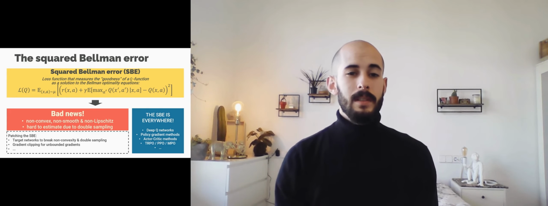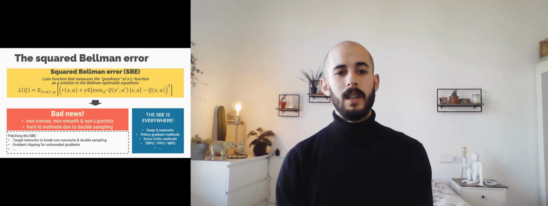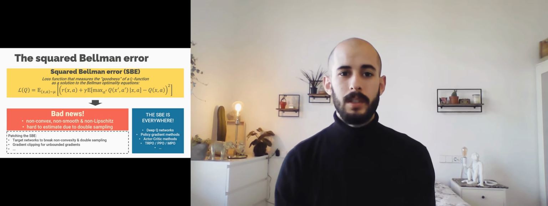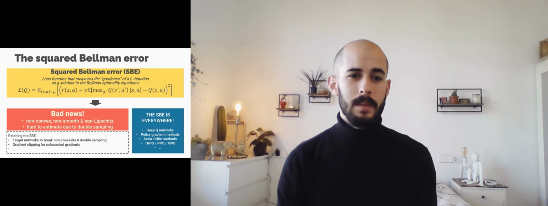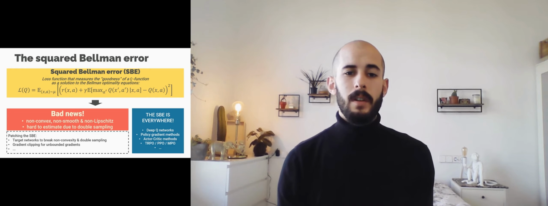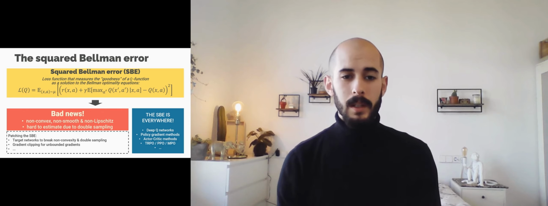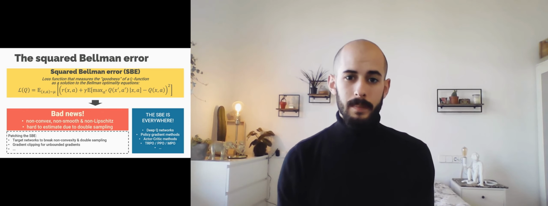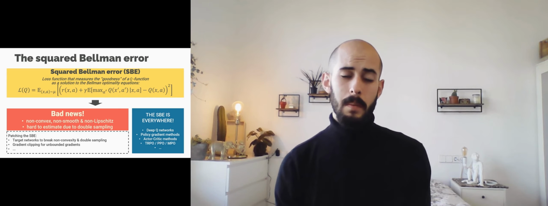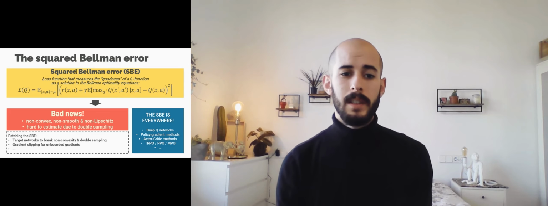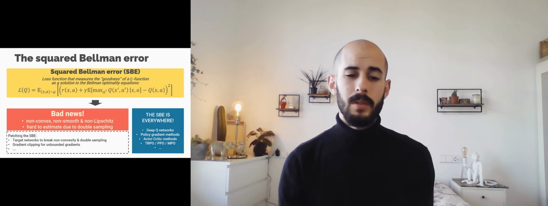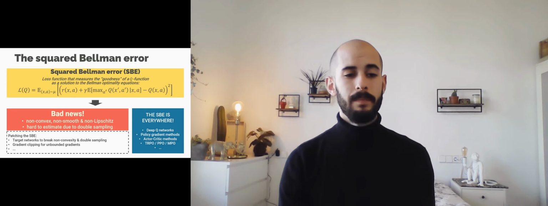So let's start from the beginning, the square Bellman error. The square Bellman error is a loss function that measures how good a Q function is as a solution to the Bellman optimality equations. And in minimizing the square Bellman error, the DSB is used as a heuristic for finding approximate solutions to the Bellman optimality equations. Despite being broadly used, it has some shortcomings, and it's not very well motivated by theory. Some of the properties that are not very good, that we have already seen, is that it's non-convex, non-smooth, and non-Lipschitz, and that it's hard to estimate due to a sample issue known as the double sampling issue.